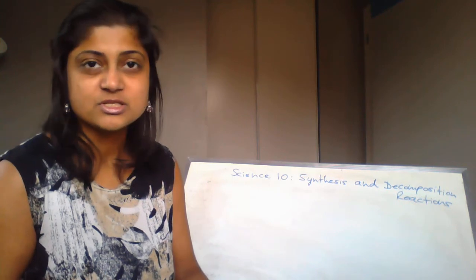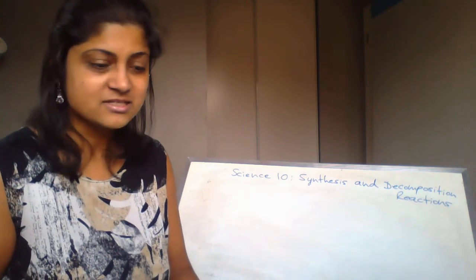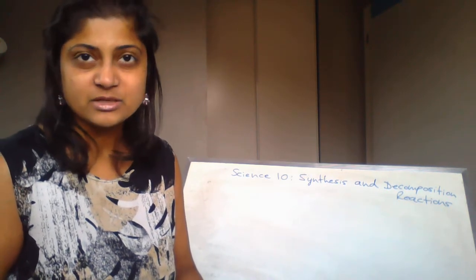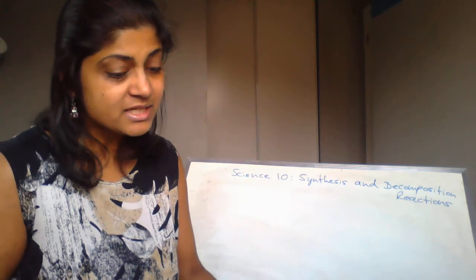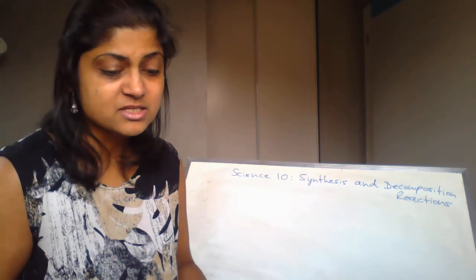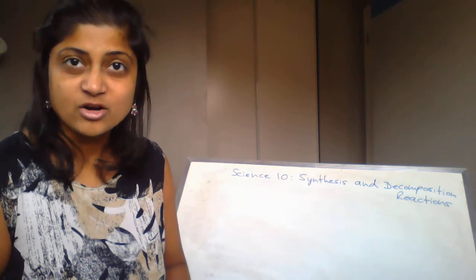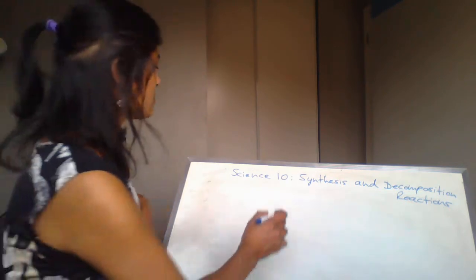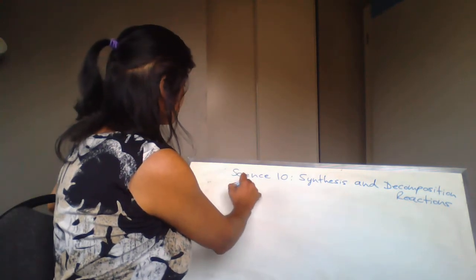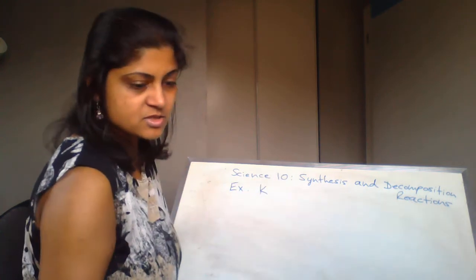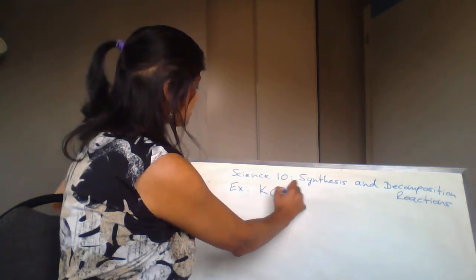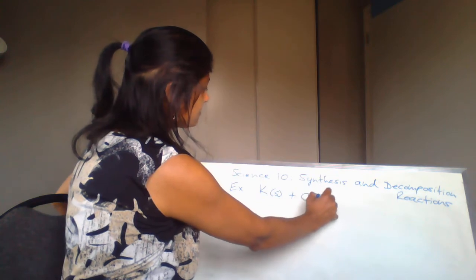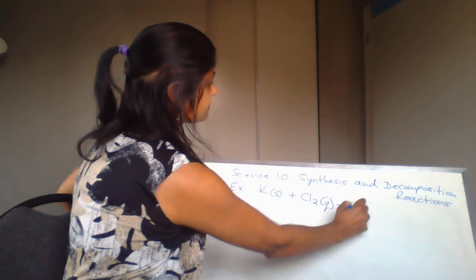Okay, so first we're going to start off with the synthesis reactions. All right, and let me read out the question here. It says complete and balance the following synthesis reactions and all products are solids. Okay, so let's try this one. Okay, so I'm going to put example. So it is K, which is a solid, plus the Cl2, which is a gas.